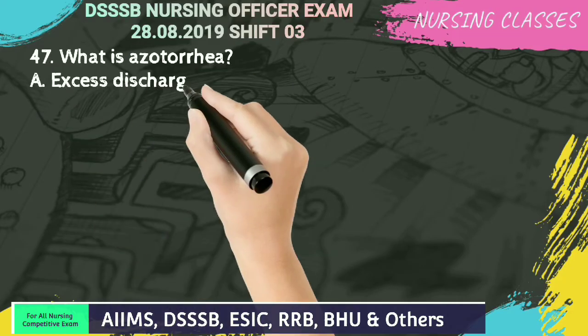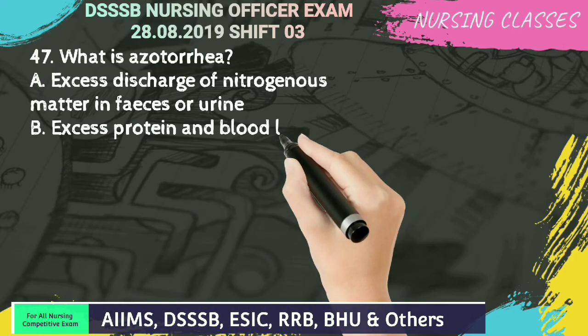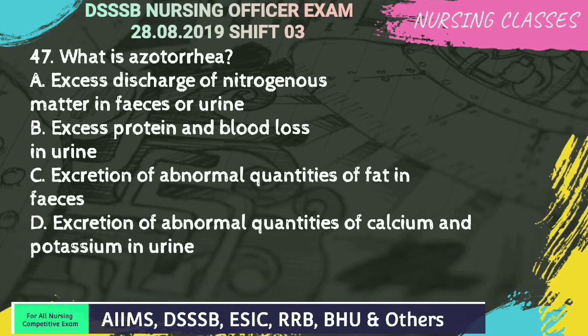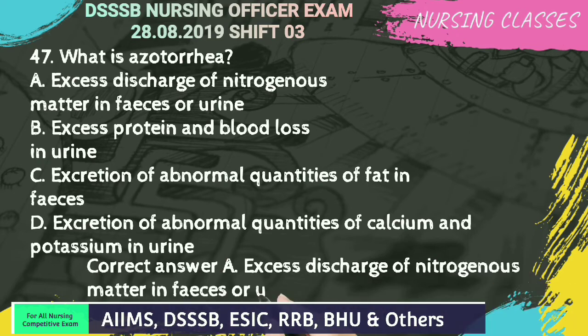47. What is azoturia? A. Excess discharge of nitrogenous matter in feces or urine. B. Excess protein and blood loss in urine. C. Excretion of abnormal quantities of fat in feces. D. Excretion of abnormal quantities of calcium and potassium in urine. Correct answer A. Excess discharge of nitrogenous matter in feces or urine.